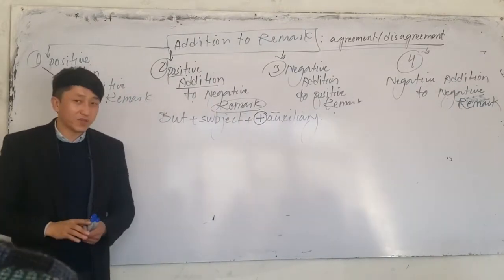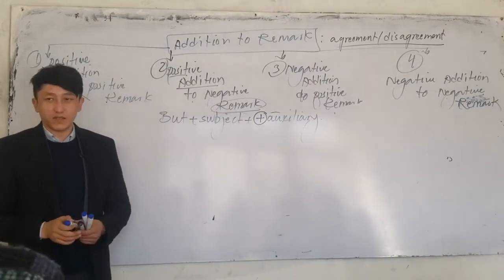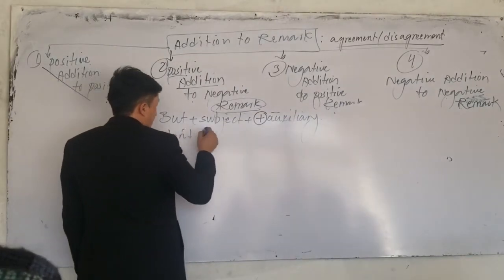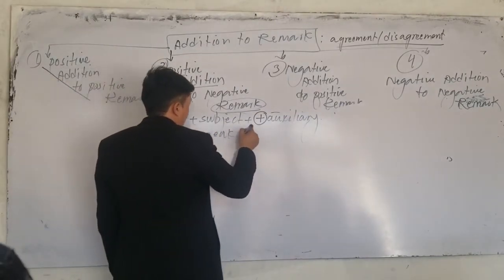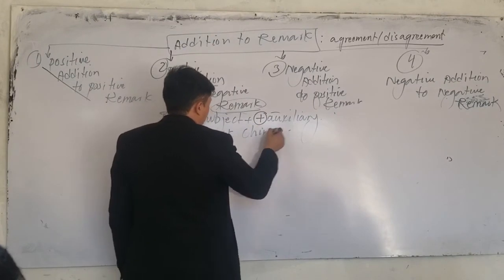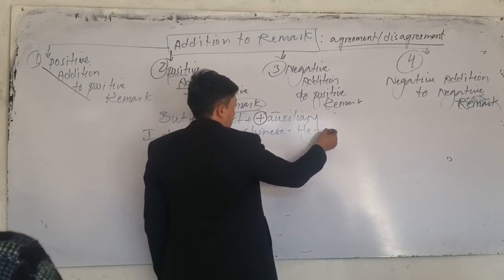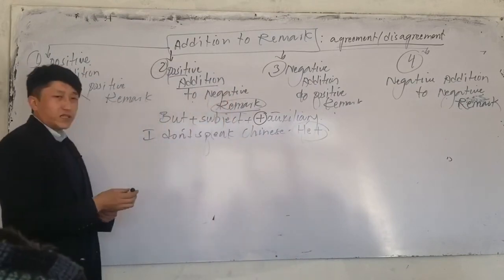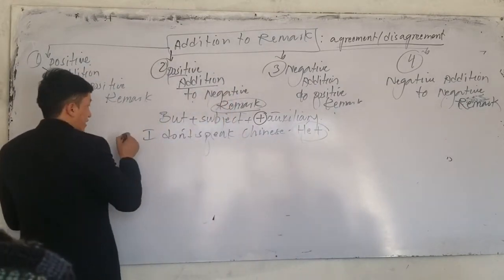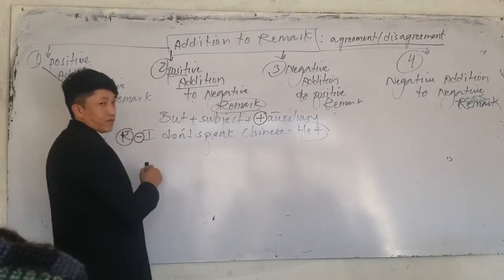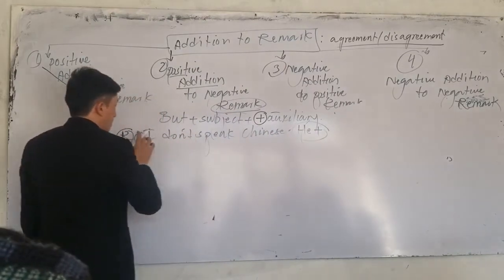If addition is positive, we don't use a negative auxiliary verb. For example, look, I don't speak Chinese. Ni hao. I don't speak Chinese. Ni hao, wo hen hao. So, what about he? This is positive. Which one is remark here? This is remark. I don't speak Chinese. Remark is what? Negative. Addition is positive. That's why it's called positive addition to negative remark.